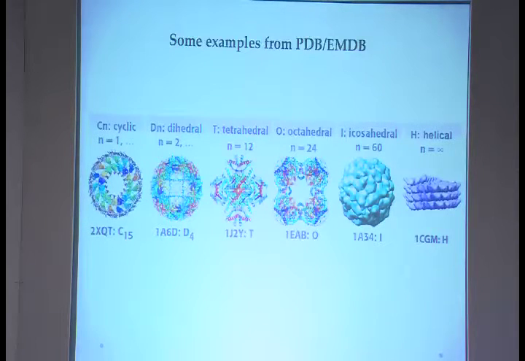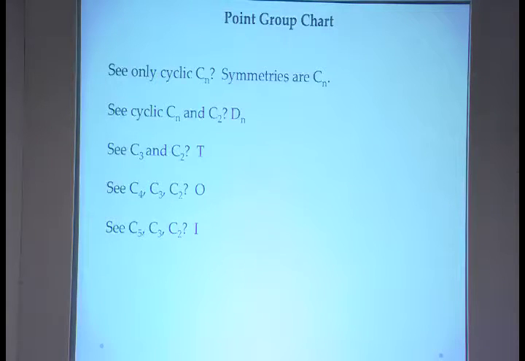So in the point group chart now, how do you actually identify what you have? So if you see only cyclic CN, so if you just see one rotational axis of any kind, then the symmetries are CN. If you see a Cn, again n may be anything, and plus you see a C2, then you may be dealing with a dihedral symmetry. If you see C3, C2, this may be a case of tetrahedral symmetry. If you see C4, C3, C2, then you are seeing perhaps an octahedral molecule.